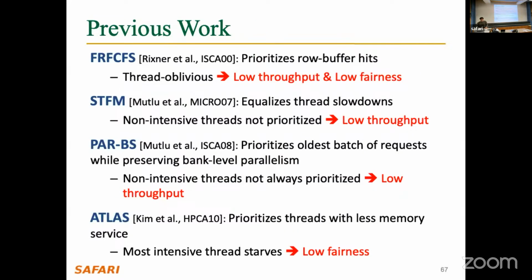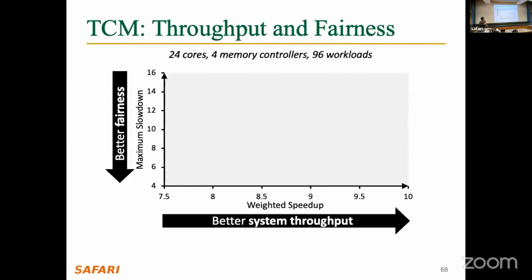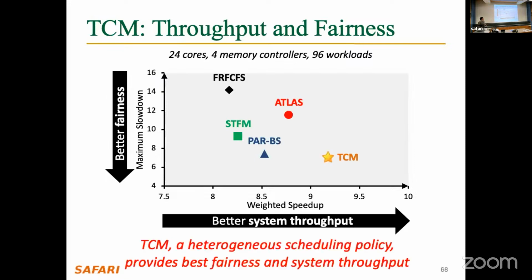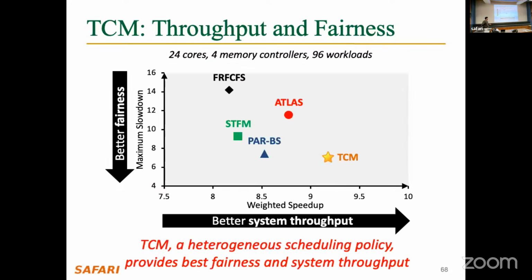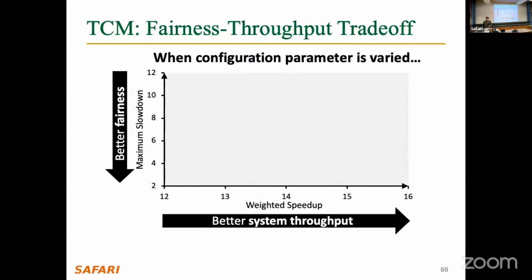And here we will compare it to previous work. We've seen all of these. This is the same plot I showed you earlier. So we'll distribute these prior works over this plot. And TCM lies over there in the bottom right corner, as bottom right as you can get. So this means basically that by applying a heterogeneous scheduling policy, you provide the best of fairness and system throughput.